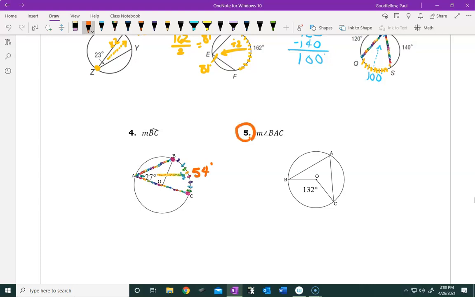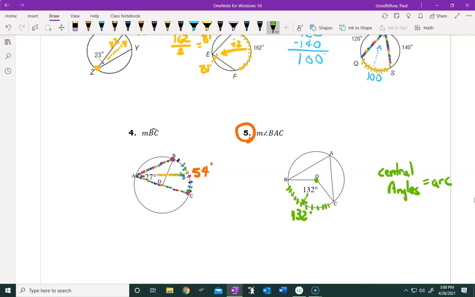Now, number 5 does a really good job of making sure we understand the whole concept as a whole. First off, this BOC angle that's right here, that's a central angle. And here's the deal about central ones. Central angles are equal to the arc. So if I look at that guy being 132, that would mean that this intercepted arc right here has got to be 132 as well.